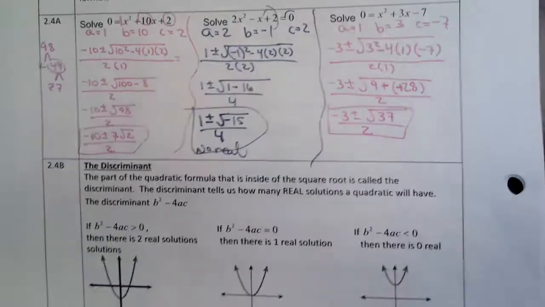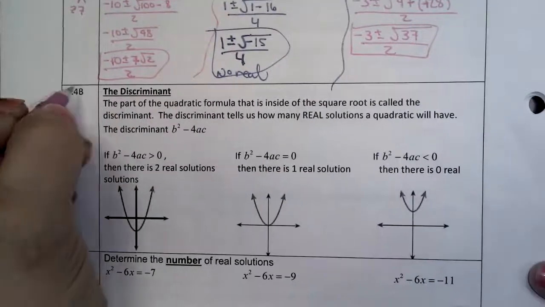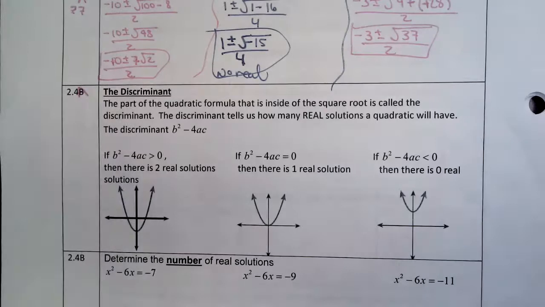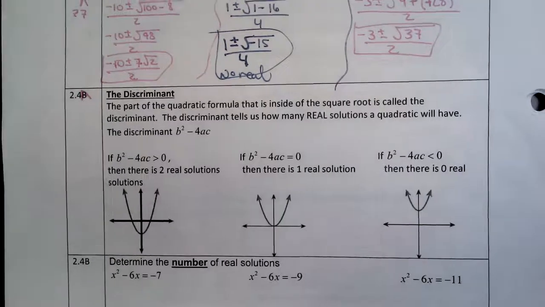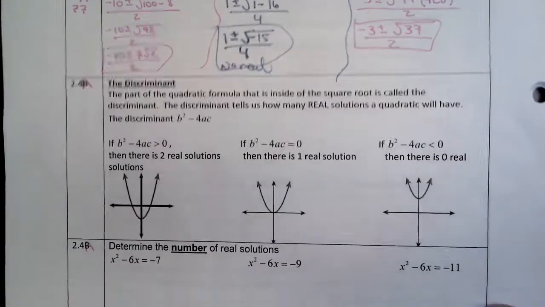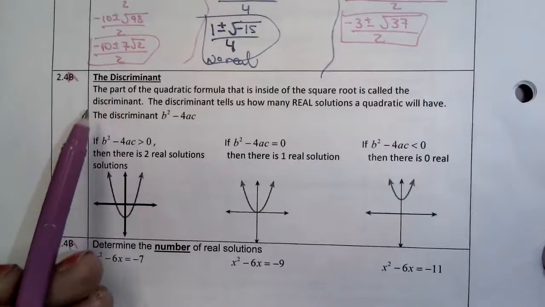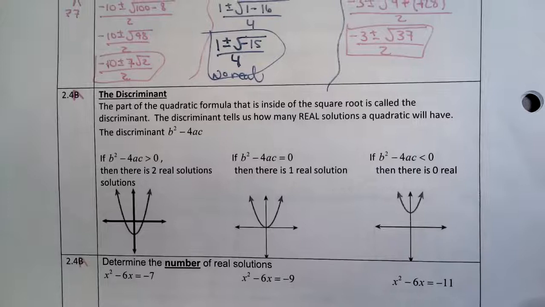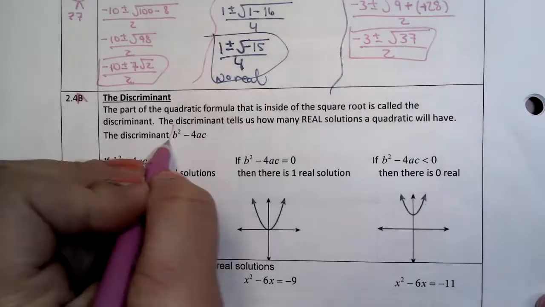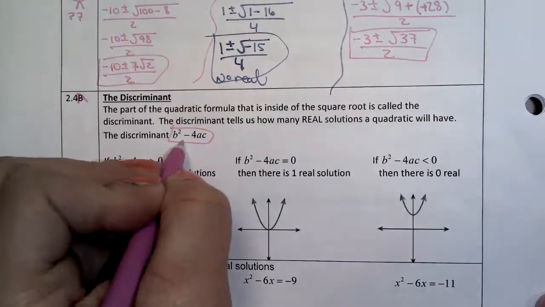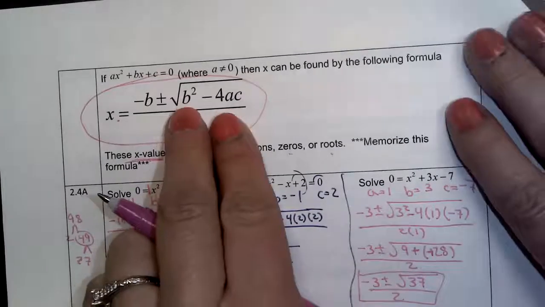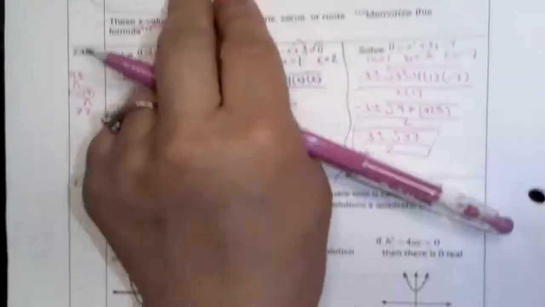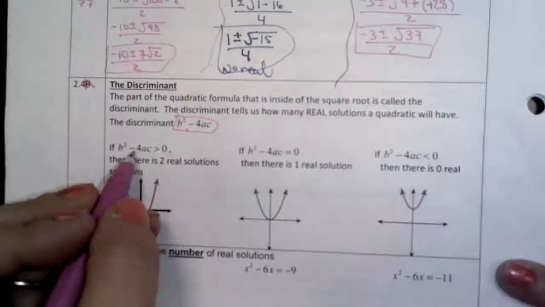All righty. So the last thing that says B, but it's really part of A, is the discriminant. Okay, so this one and the next section are both A. So the discriminant, the part of the quadratic formula that is inside of the square root is called the discriminant. So if you'll notice, this B squared minus 4AC is what's in here. Okay, so that's going to tell us how many real solutions there are.